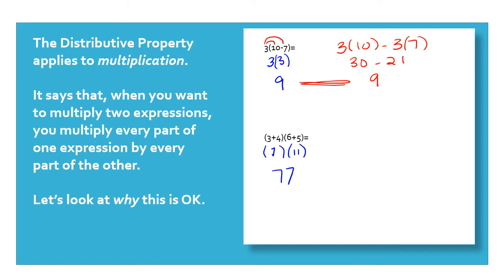Okay? But if the distributive property works here, and I do it correctly, I should be able to end up with 77 by multiplying each thing inside the left-hand term, 3 plus 4, times each piece of the right-hand factor, 6 plus 5. So this is where it gets a little tough because you have to keep track of your numbers. So I'm going to do 3 times 6, and then I'm going to do 3 times 5. Now I'm going to do 4 times 6, and I'm going to do 4 times 5.